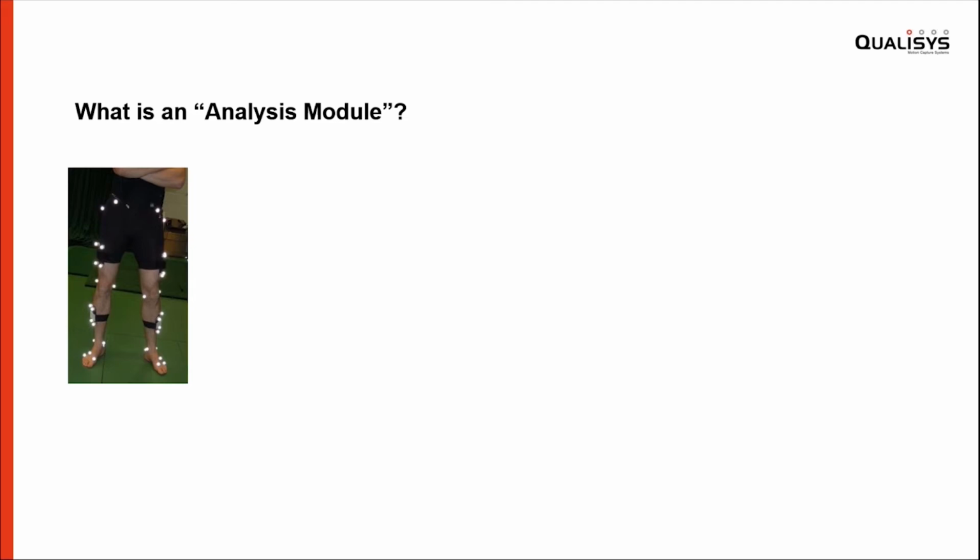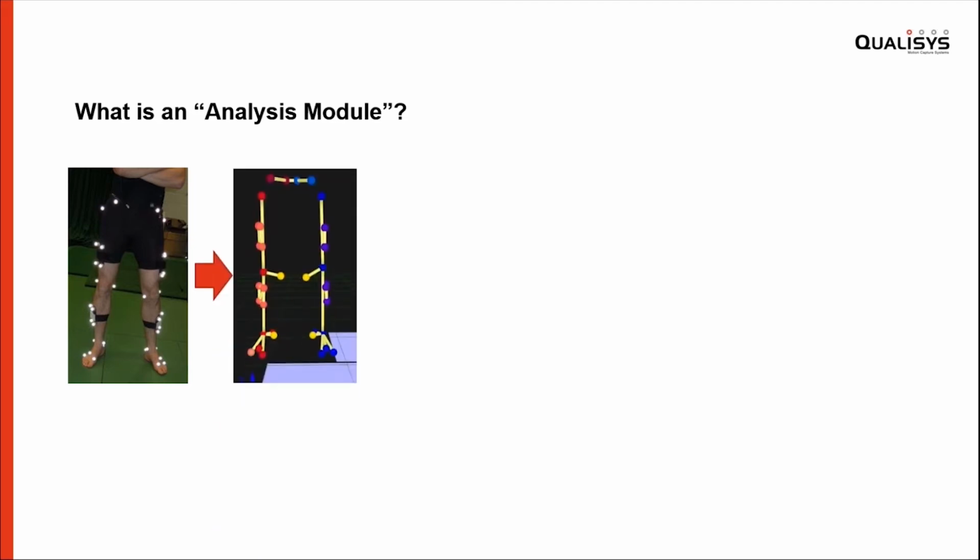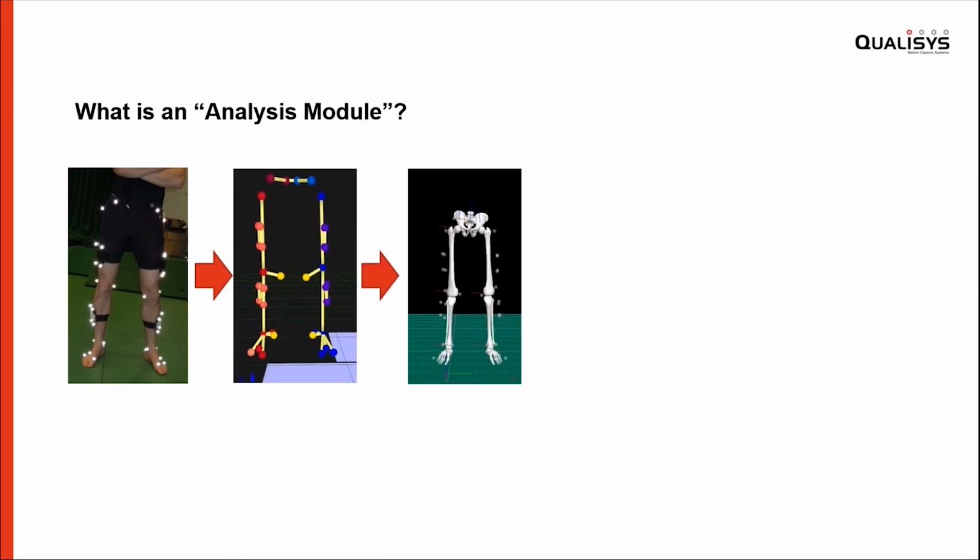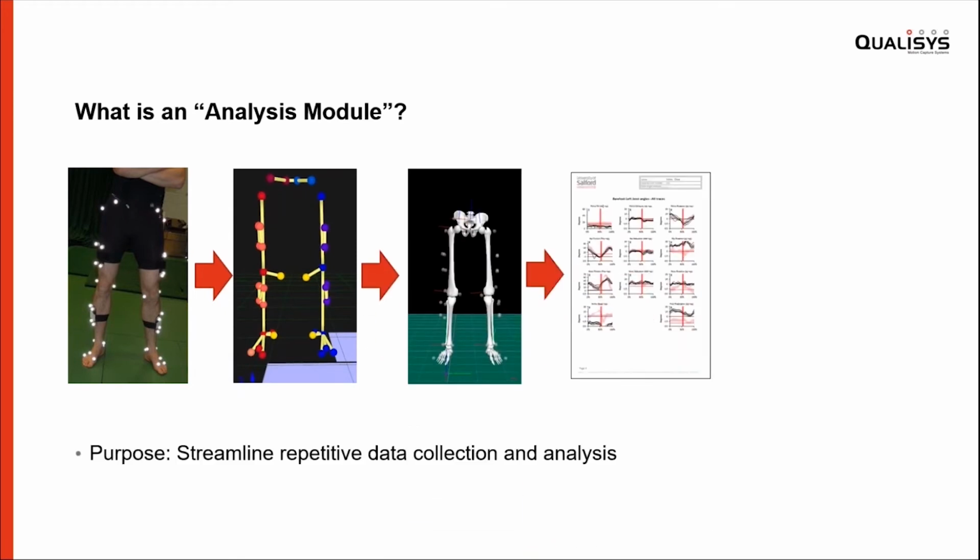So what we mean by module is that we provide a tool to get from motion capture data to label data to segment data to report in a very efficient way. And that's really the purpose of our modules. They are sort of add-ons that you can add to our QDM software, and they include everything that you need to get through this process.